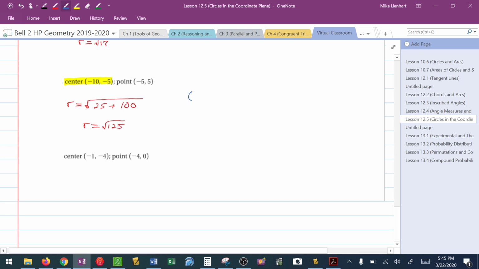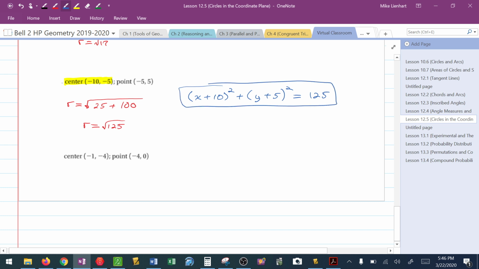All right? So here we go. I've got x plus 10 squared plus y plus 5 squared. Remember, both that 10 and that 5 were really minus negatives. And then r squared, 125.